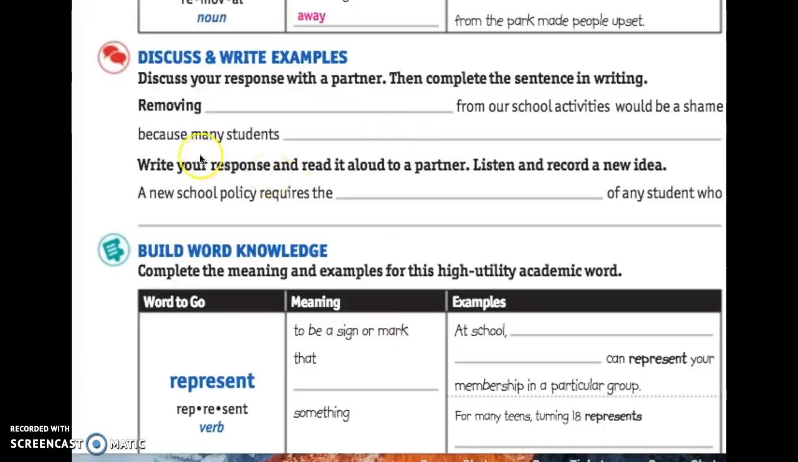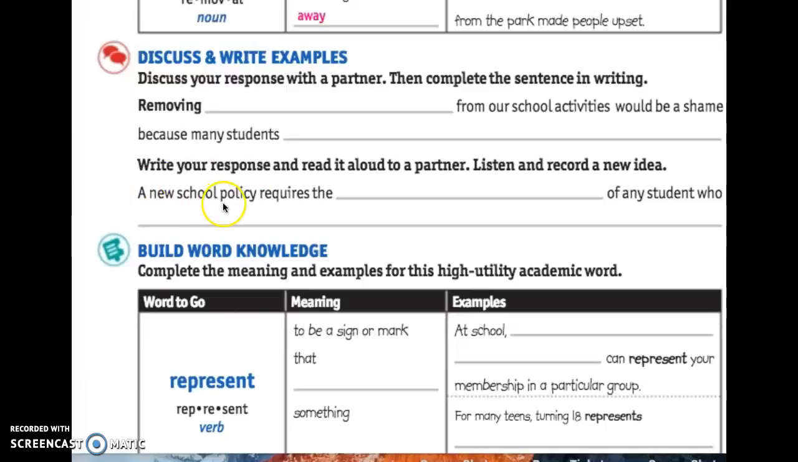Now, let's go on to the next one. This one says, write your response and read it aloud to a partner. We'll be doing this in a few days. And then you're going to listen and record a new idea. So let's first work on you recording your idea, your response.